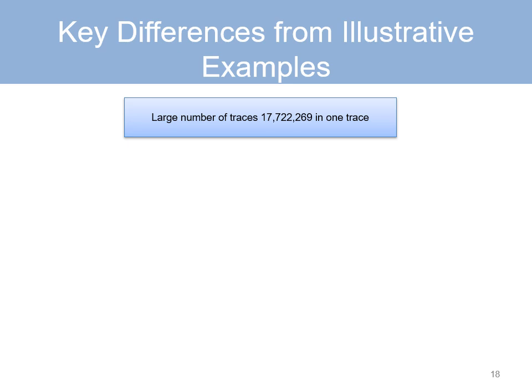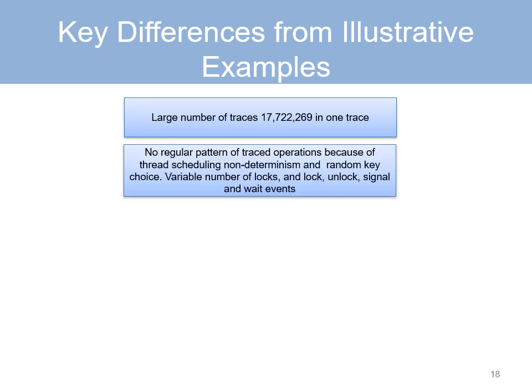So I ran this program. This is not my assignment. This is some other professor's assignment. I ran a trace of a particular correct solution, and we had 17 million lines in that trace. So clearly we need to filter out some of these things. Also, this is not as deterministic as the traces I showed you earlier. There was no regular pattern because of thread scheduling, non-determinism, and random key choice.